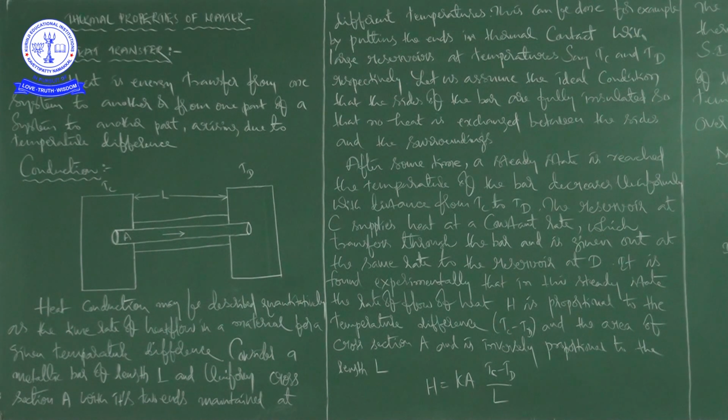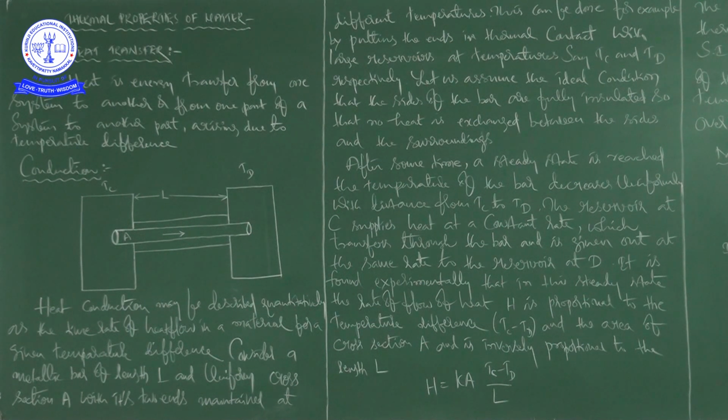After some time, a steady state is reached. The temperature of the bar decreases uniformly with the distance from TC to TD, where TC is greater than TD. The reservoir at C supplies heat at a constant rate, which transfers through the bar and is given out at the same rate to the reservoir at D.